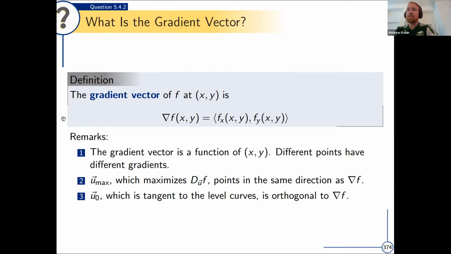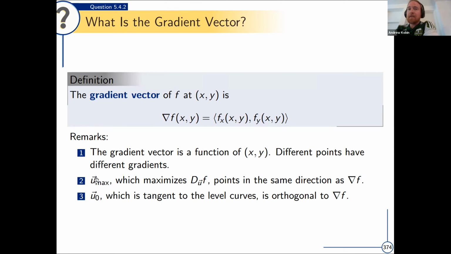So you can really think of this nabla of f, this gradient vector, as a function of x and y that has 2 components. This is really what's known as a vector valued function, which we haven't studied previously. But it's a function that has an x and a y component, each of which can possibly depend on the x and y input variables. So different points have different gradient vectors.